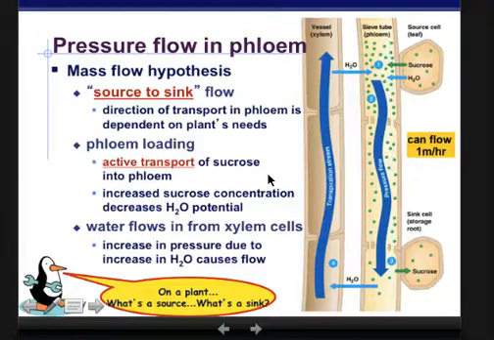I don't know why we have this bit about xylem here, but anyway.